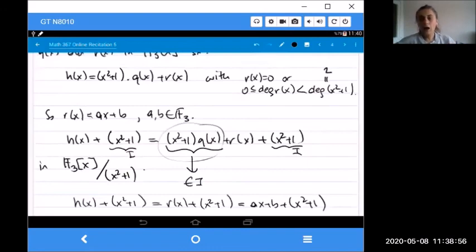So count the possibilities for the coefficients a and b. We have 3 possibilities for a and 3 possibilities for b. This means that we have in total 3 times 3, 9 possibilities for this polynomial r of x.